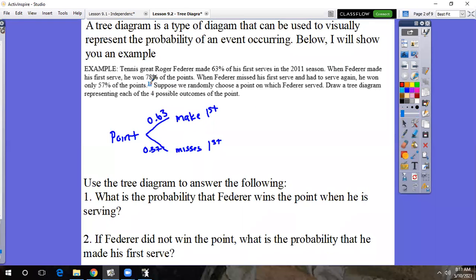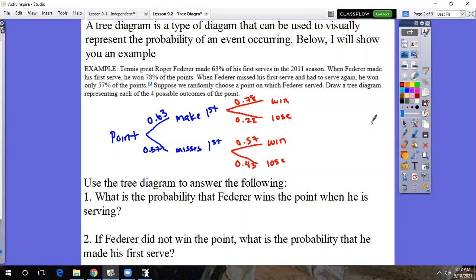Then from there, we're going to keep looking. It says when he made his first serve, he won 78% of the points. So now this is going to break down into win and lose. When he makes his first serve, he wins 78% of the time, which means that he loses 22% of the time. So 0.22. When he misses his first serve and has to serve again, he only won 57% of the points, and then he loses the rest. So if he wins 57% of the points, he loses 43% of the points.